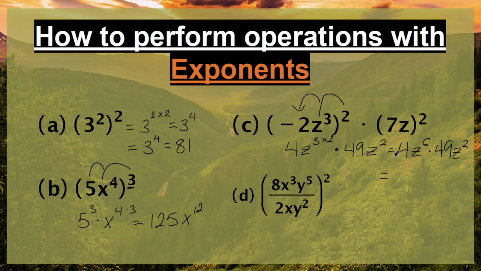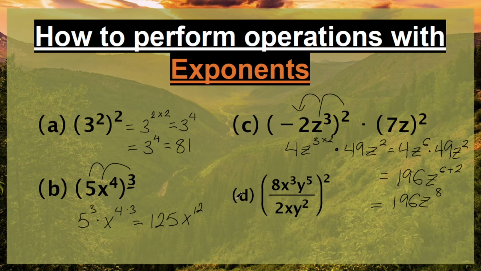When we combine the numbers together, we get 196. And when we combine the z's together, we get z to the power of 6 plus 2. And finally, we'll get 196 z to the power of 8.